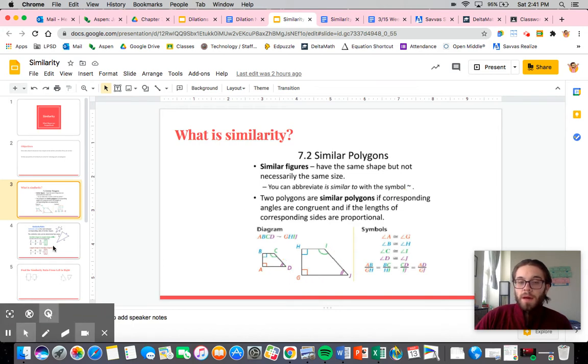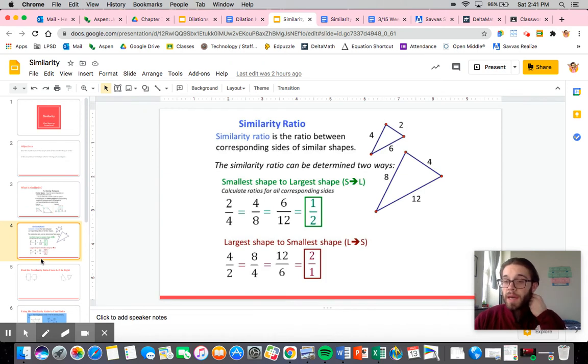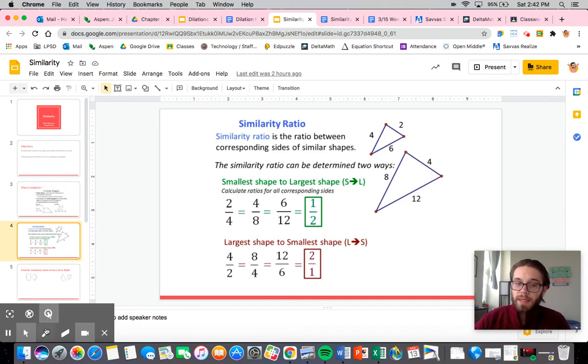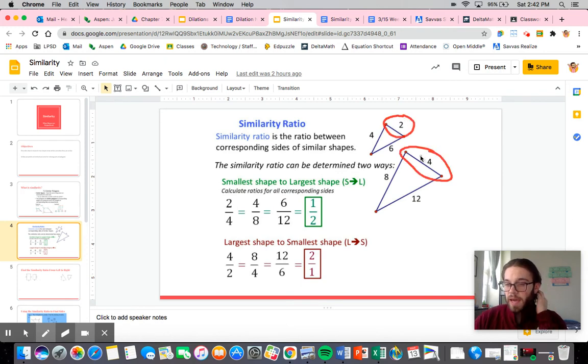Now, how do we actually figure out if something is going to be similar? Well, we have to look at something called the similarity ratio, which is the ratio between corresponding sides of similar shapes. So what do I mean by corresponding sides? See how this one is going from the bottom up. This one's going from the bottom up, right? These ones would be corresponding. They're in the same kind of general location. So this goes from 2 to 4. This goes from 4 to 8. This goes from 6 to 12.